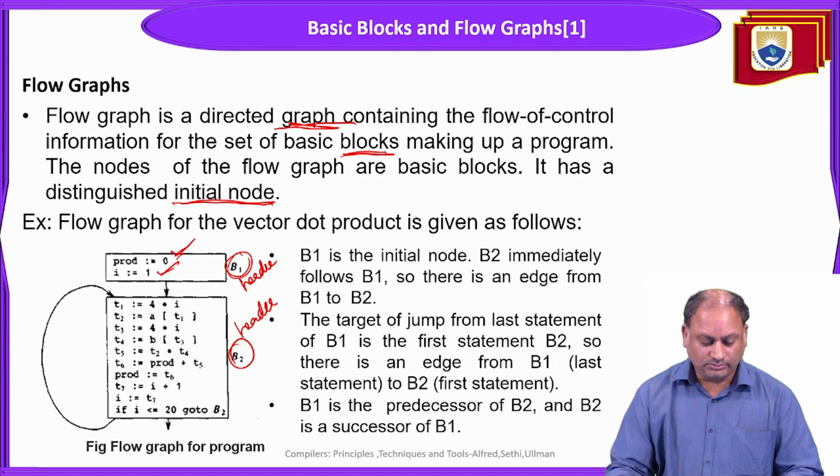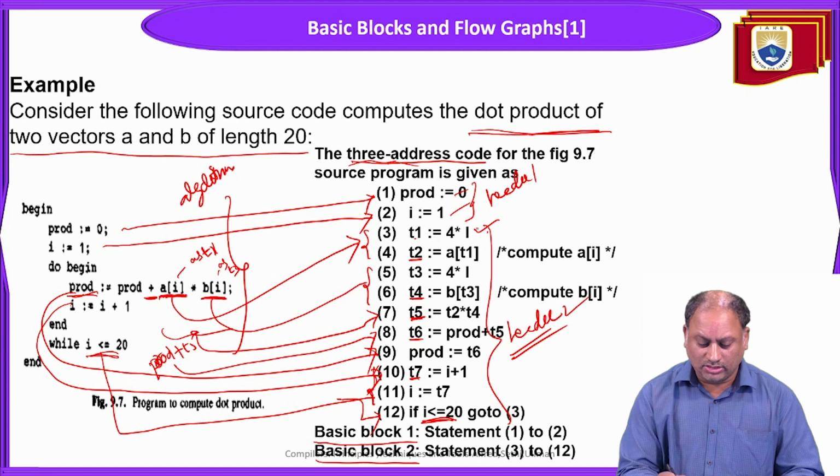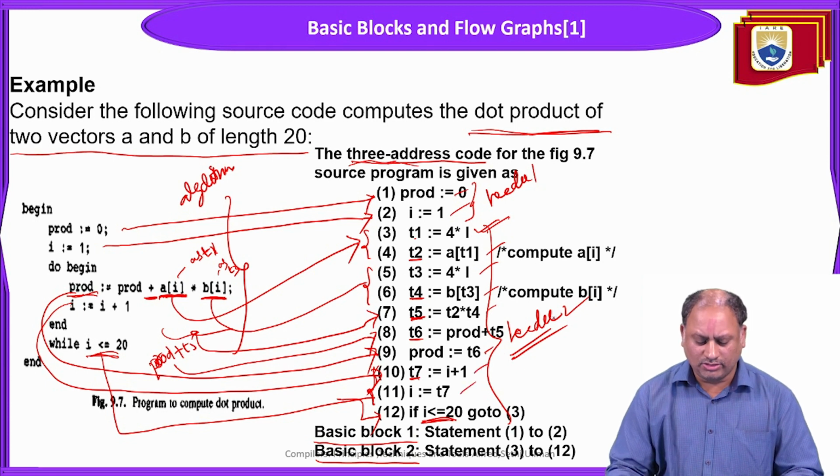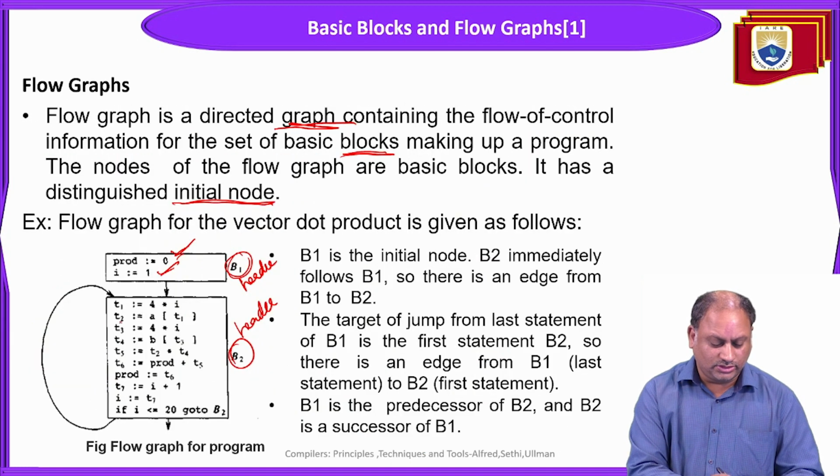And this block 2 has to be written with the third statements: T1 = 4 * I, T2 = B[T1], T3 = 4 * I, B[T3], T2 * prod + T6, I = I + 1, T7 = I + 1, I = T7, if I <= 20. Each of these steps should be included in this block.